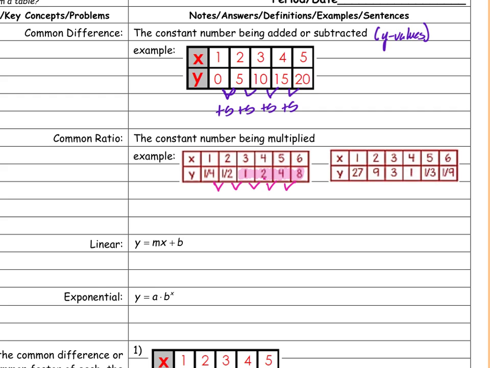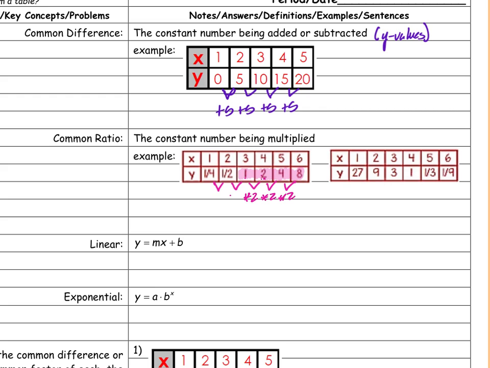So what I think is, if I'm not adding the same thing, what do I multiply 1 by to get 2? And what do I multiply 2 by to get 4? And what do I multiply 4 by to get 8? So that's what I'm going to kind of think about. Well, I'm multiplying by 2.